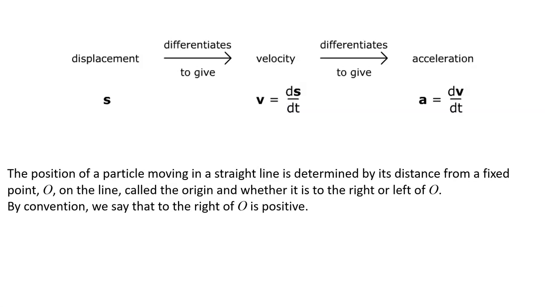Our position, we tend to talk about particles, so we don't have to worry about other external factors like air resistance, and it tends to be relative to a fixed point, which we called O, or the origin, on a line. We're just going to look at movement in straight lines, and the position can be to the right or to the left of O. By convention, we say that to the right of O is positive. So here is our starting point. Sometimes we start to the right or to the left, but this way is positive, this way is negative, just like on a number line.